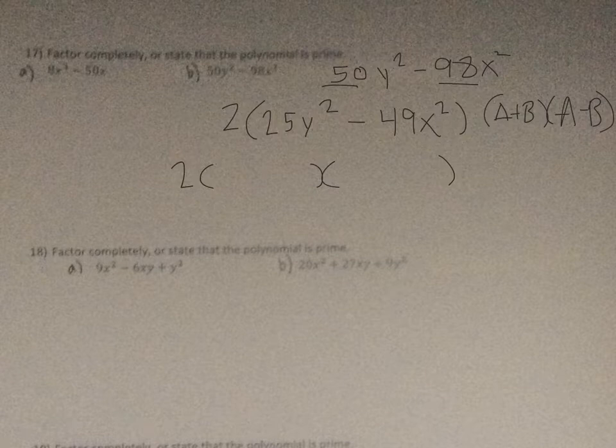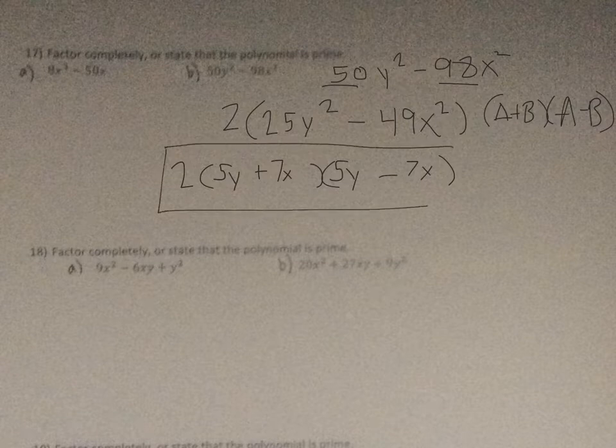Sorry. So it would be 5y and 5y, because 5y times 5y is 25y squared. And for the second term, we get plus 7x minus 7x, because 7x times 7x is 49x squared. Don't forget the 2 that you factored out at the very beginning.